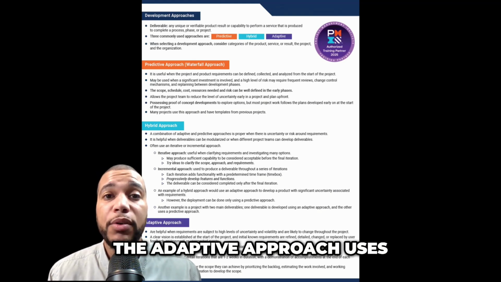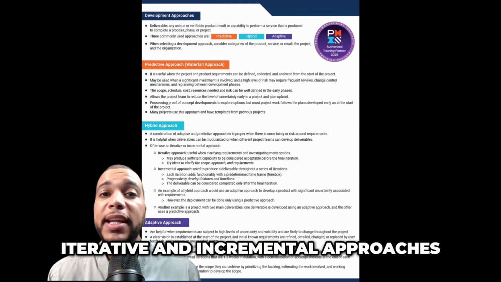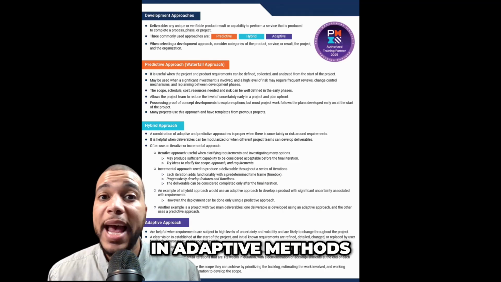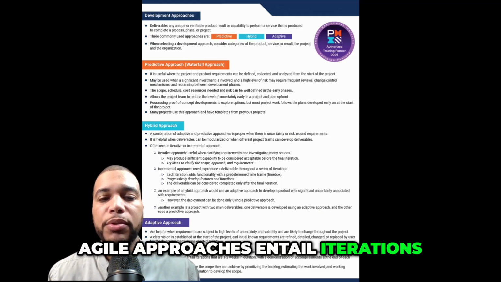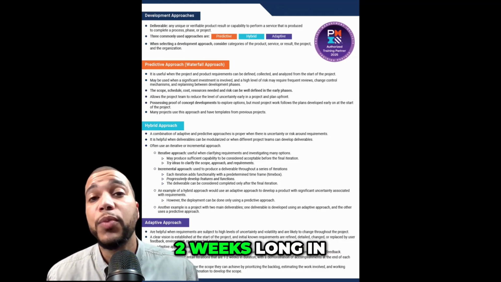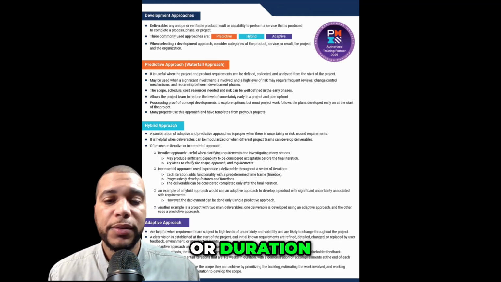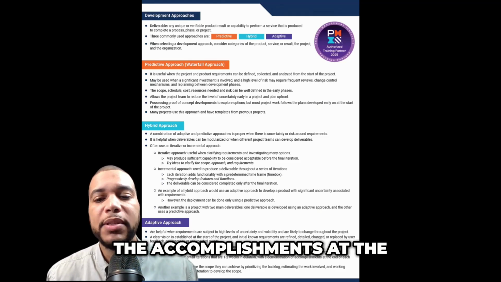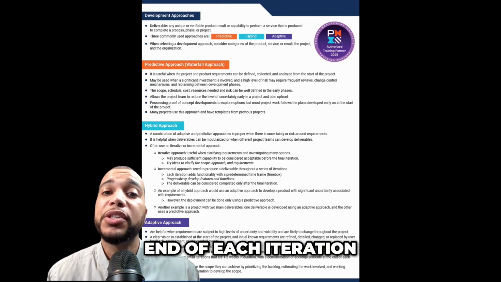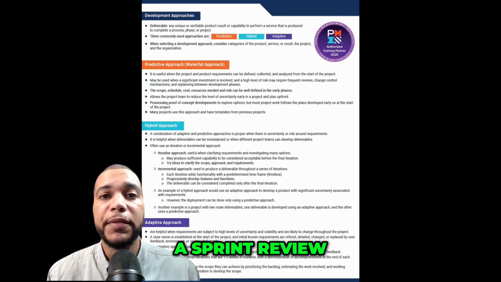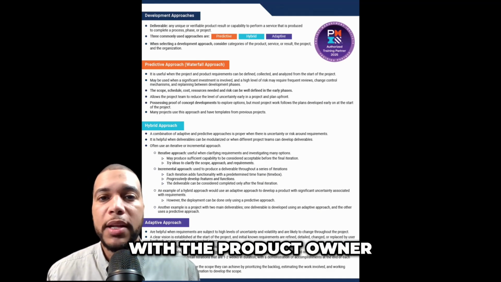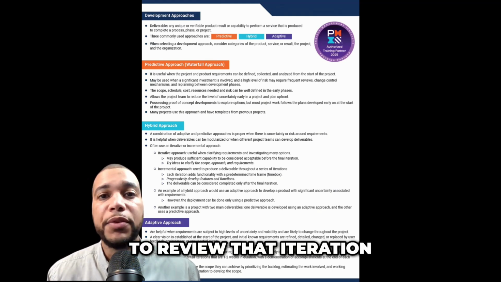The adaptive approach uses iterative and incremental approaches. In adaptive methods, the iterations tend to get shorter. The product is more likely to evolve based off of stakeholder feedback, and some agile approaches entail iterations that are 1 to 2 weeks in length or duration, with a determination of the accomplishments at the end of each iteration. So at the end of each iteration, you have a presentation, you have a sprint review with the stakeholders, with the product owner and other customers to review that iteration.